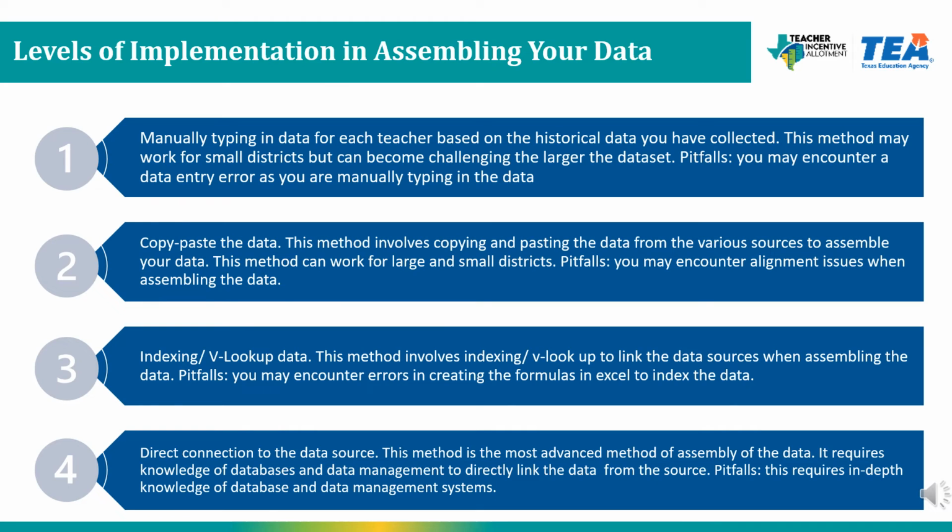There are 4 different levels of implementation as it relates to assembling data for the teacher incentive allotment. The first level is manually typing in data. This method is typically implemented in smaller districts, as this method becomes more and more difficult the larger the data set becomes. Pitfalls that are encountered using this method center around data entry errors, as manually typing in information poses this problem. The second level of implementation uses a copy-paste method to bring data over from the various places that the data came from. Pitfalls that are encountered involve alignment issues as the data is assembled.